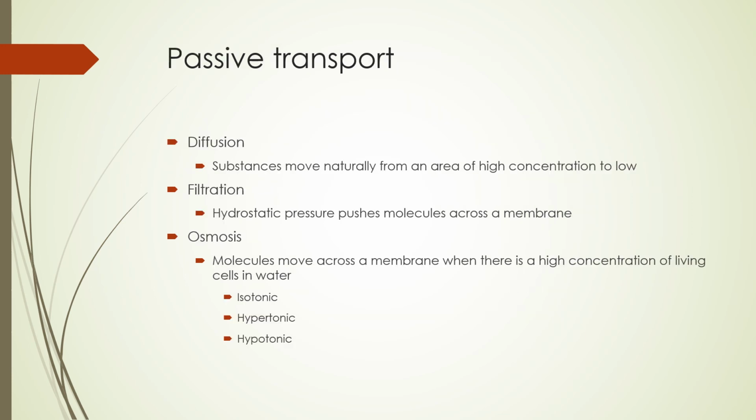So here in this slide, I basically break down passive transport a little bit more. We've got diffusion, filtration, and osmosis. In diffusion, substances move naturally from an area of high concentration to an area of low concentration. In filtration, we have hydrostatic pressure that pushes molecules across a membrane, and usually that has to do with the beat of the heart. We have osmosis, where molecules move across a membrane where there's a high concentration of living cells in water. And then we have those 3 solutions: isotonic solutions, hypertonic solutions, and hypotonic solutions. So that's a little bit about passive transport.